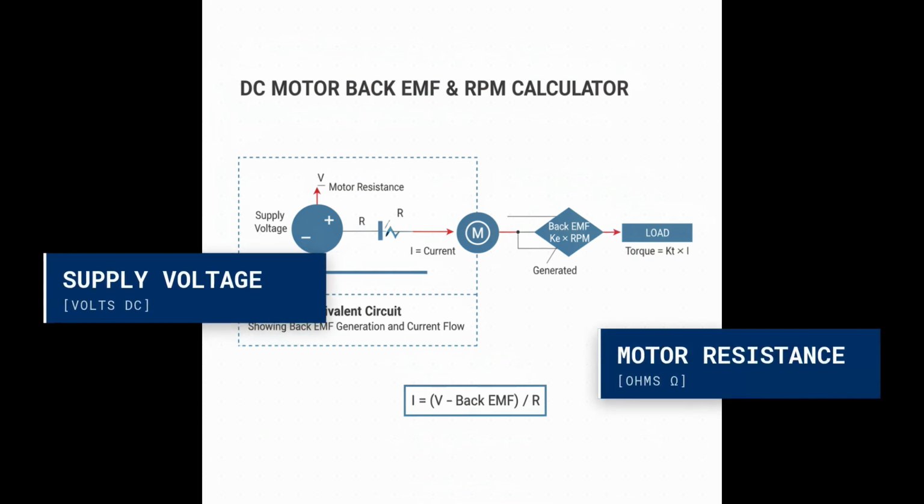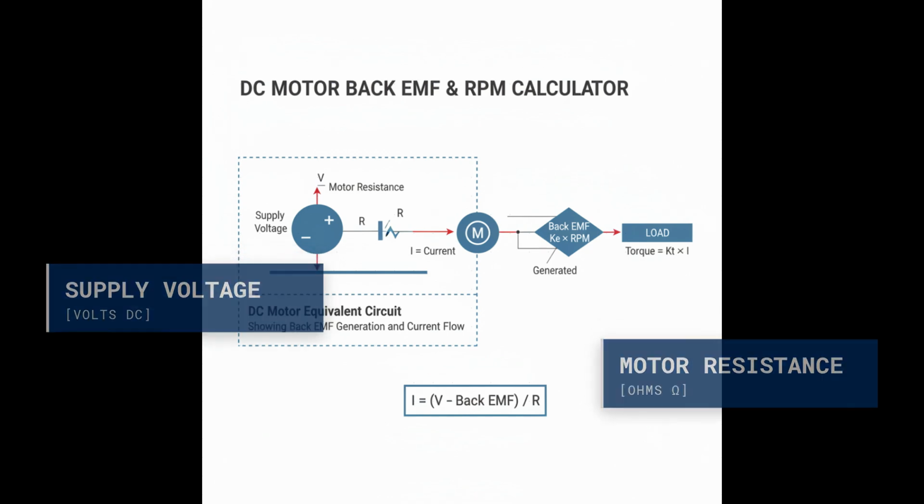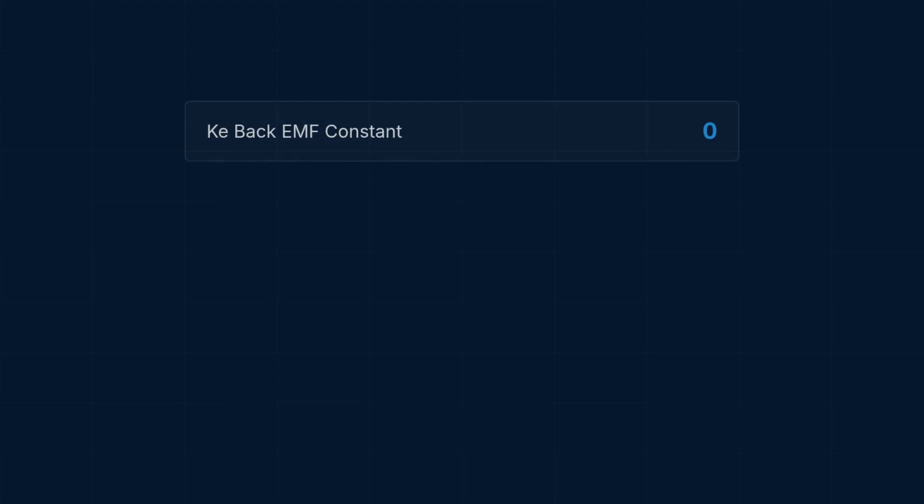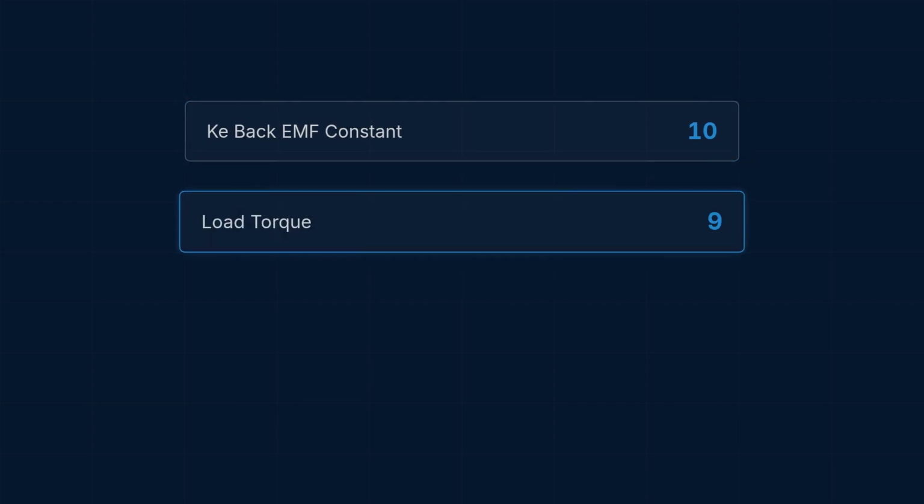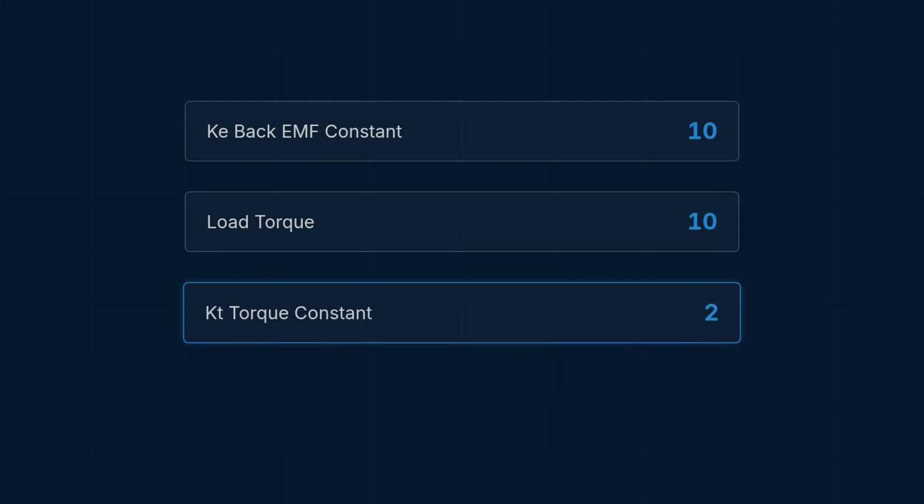Second, input the motor resistance in ohms, the internal electrical resistance of your motor windings. Third, provide the back EMF constant in volts per RPM. This relates motor speed to generated voltage. Fourth, enter the load torque in Newton meters, the mechanical load on your motor shaft. Finally, input the KT torque constant in Newton meters per amp. This relates current to torque production.